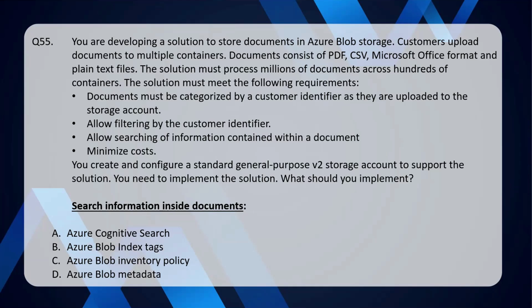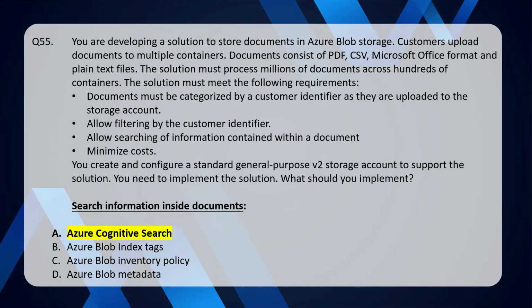Friends, the next part of the question is talking about search information inside documents. And again, you have all those four options. Now, the goal here is to extract and search the content of PDF, CSV, Office files, text files, and you should use Azure Cognitive Search for that, as it provides full text indexing, OCR, and natural language search on document content. It integrates with blob storage via indexers. Remaining options only work on metadata or system properties and not document content.